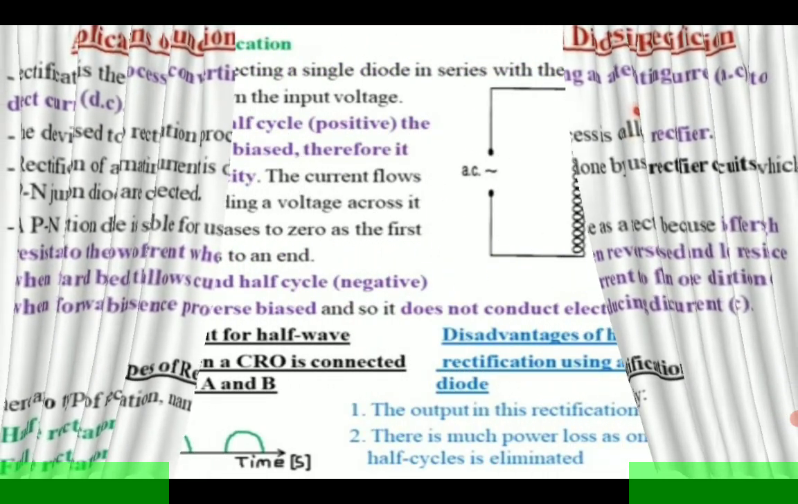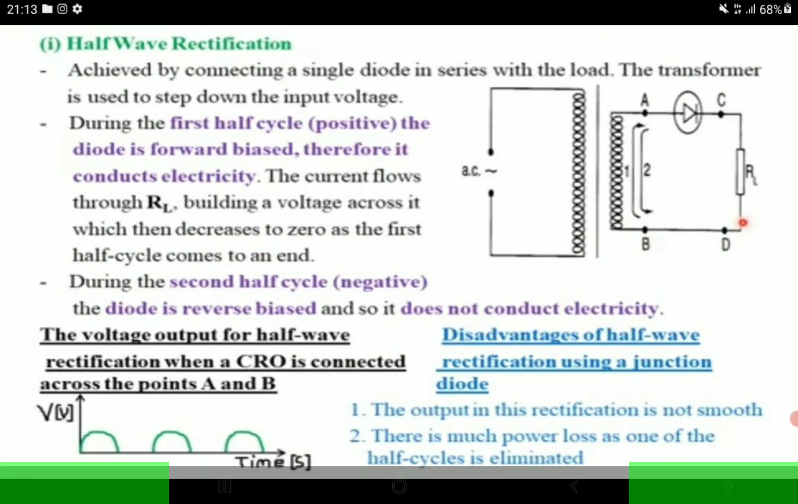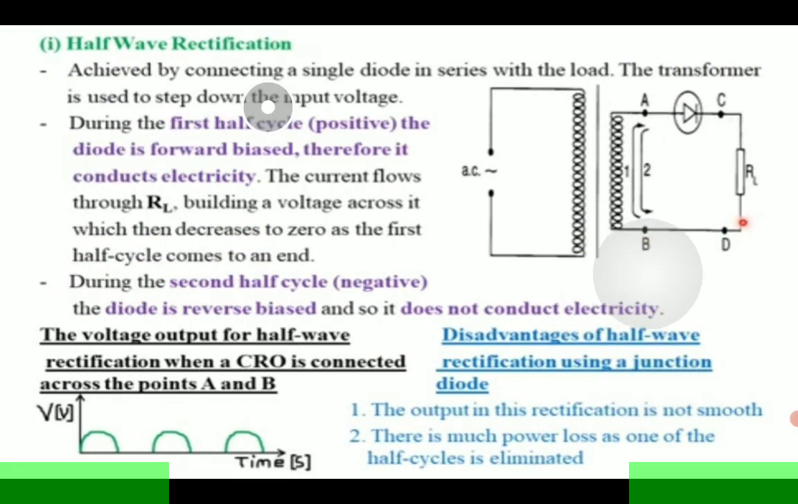Okay, so we are going to begin with half-wave rectification. In order to achieve half-wave rectification, a single diode, take note, one diode, is connected in series with the load. Think of a load as anything that requires electricity in order to function. In our case, the load is simply a resistor. We have labeled it with the letter R and then subscript L. L here depicts load, so it's a resistor.